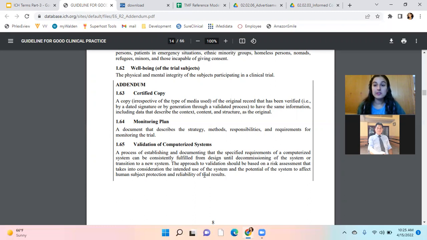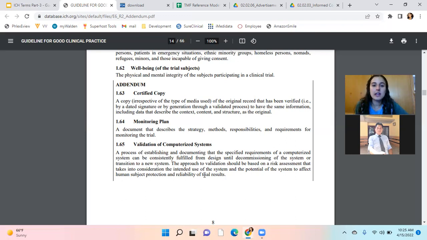Okay. This is the last term. We've done pretty good timing for our 3 sessions on the glossary. The last and new term is the validation of computerized systems. It makes sense that they added that within the 30 years because that's something that's new.